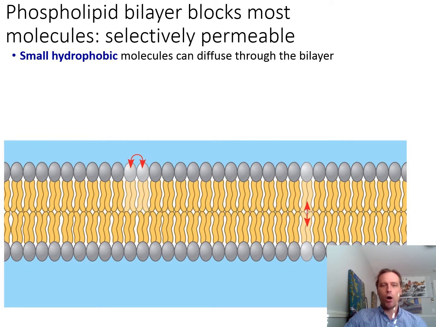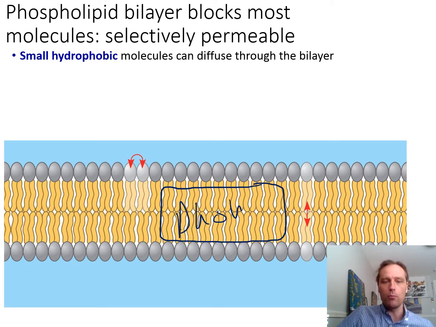1, small hydrophobic molecules can diffuse through the bilayer. That means they're going to diffuse through it generally much more rapidly. Small hydrophobic. Why? Because most of the membrane here, and I'll draw it in blue, blue is a good color, most of the membrane here is fatty acids, the fatty acid tails, and they are hydrophobic. Hydrophobic.